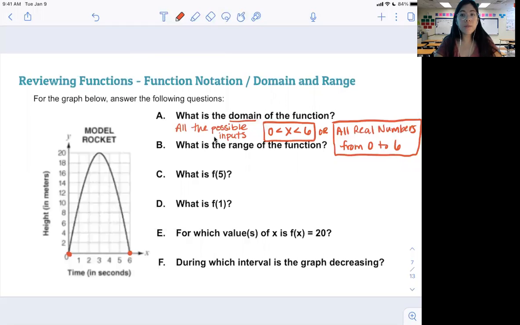Cool. And then range, similarly, this time we're just looking at the output values. So if I look at my graph, what is the lowest I can go? And then what is the highest I can go?